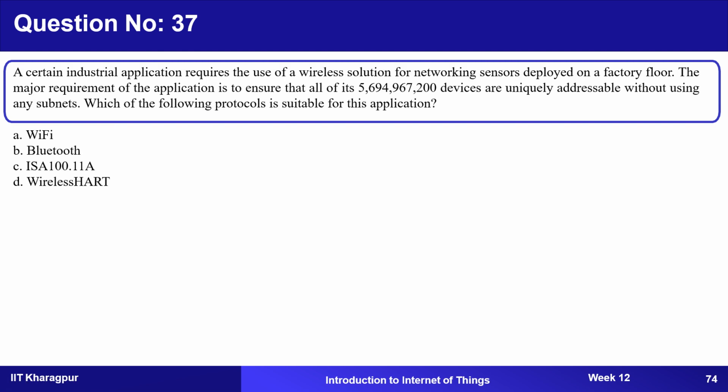Next question is, a certain industrial application requires the use of wireless solution for networking sensors deployed on a factory floor. The major requirement of the application is to ensure that all of its 5,694,967,200 devices are uniquely addressable without using any subset. Which of the following protocol is suitable for this application? Options are Wi-Fi, Bluetooth, ISA 100.11a, wireless HART.